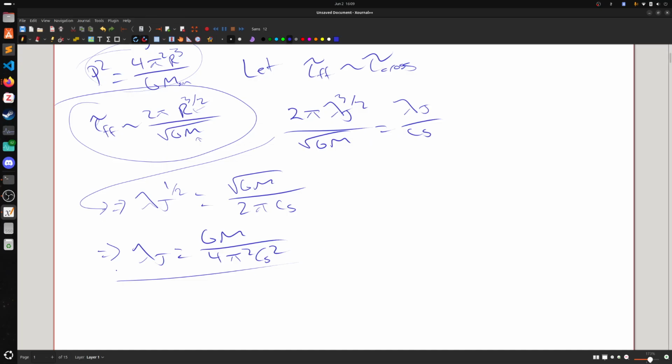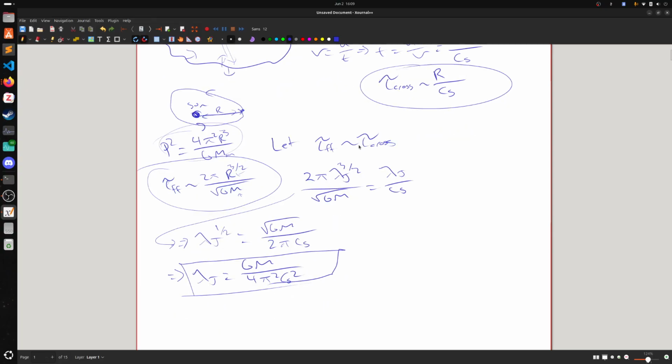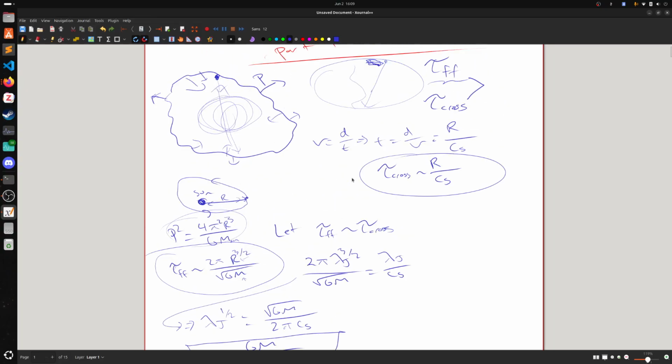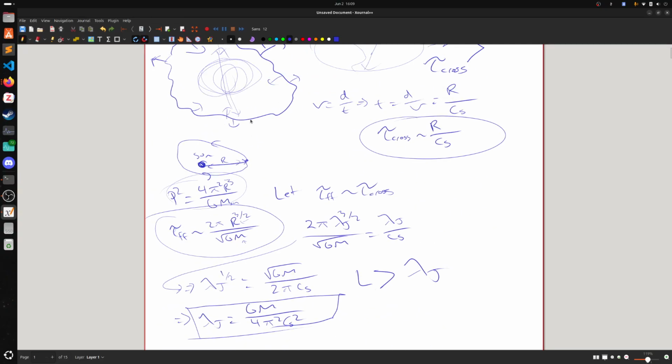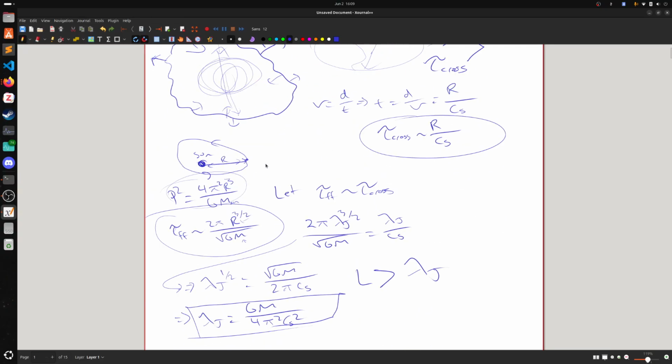So cool. What does this actually tell you now? The idea is this. If your cloud's length is greater than the Jeans length, then your cloud will be unstable.